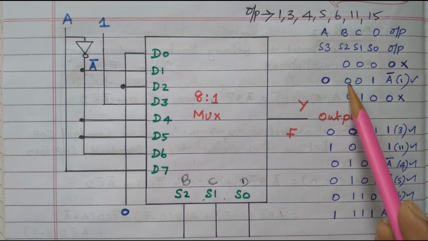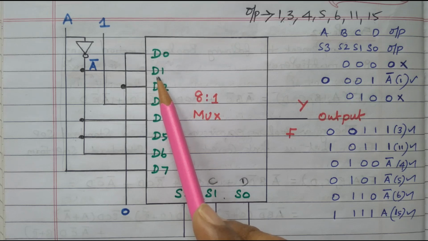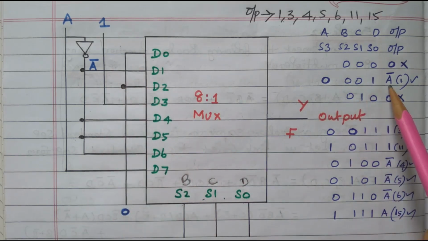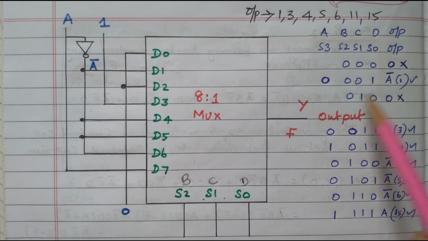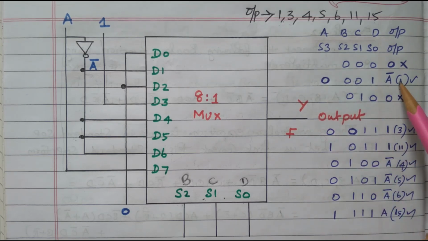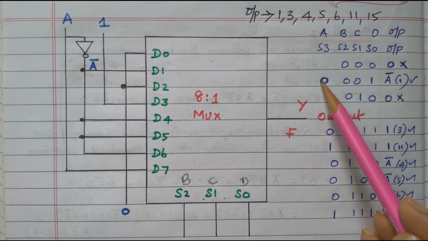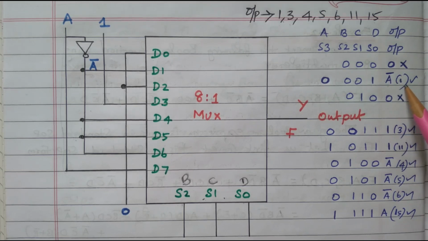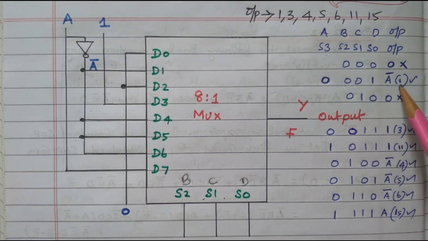The second combination 0, 0, 1. Right. Then D1 will be available at the output. What is D1? D1 is A bar. What is the value of A? We don't know the value of A. A may be 0 or 1. In order to produce 1 here, if A is 0, A bar will automatically be 1. Right. So, we will take A equal to 0. While A equals 0, A bar equals 1. That means the multiplexer is producing the output. What is the output? 0, 0, 1. 0, 0, 1 means it is equivalent to 1.